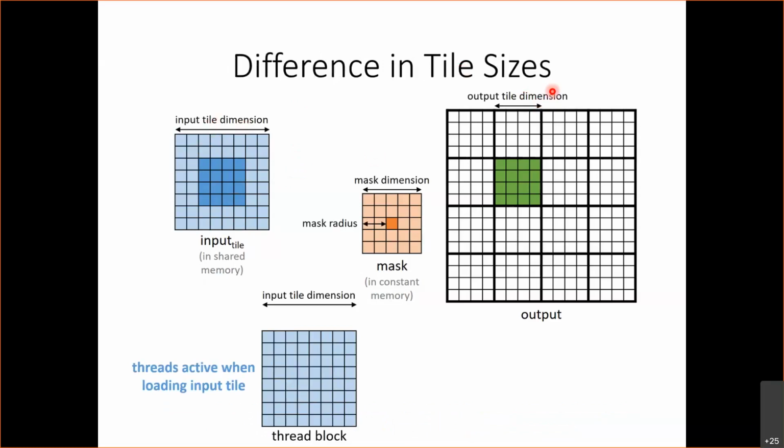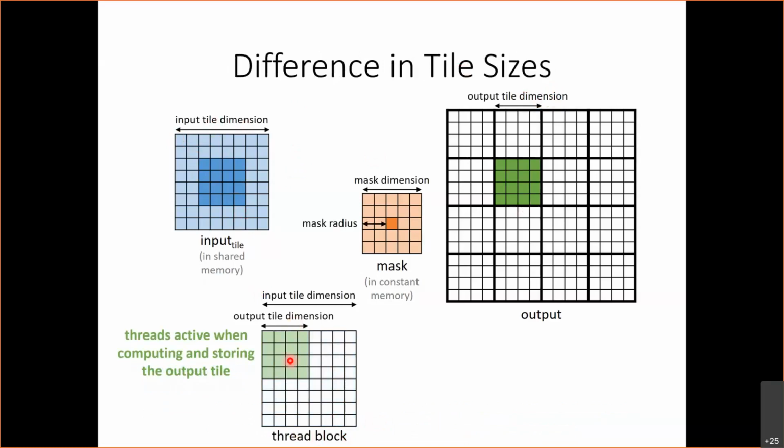So we ended up launching enough threads per block to be able to load all the input tile elements in parallel. However, when we came to actually compute the output tile, we ended up only using a subset of these threads to compute the output tile.